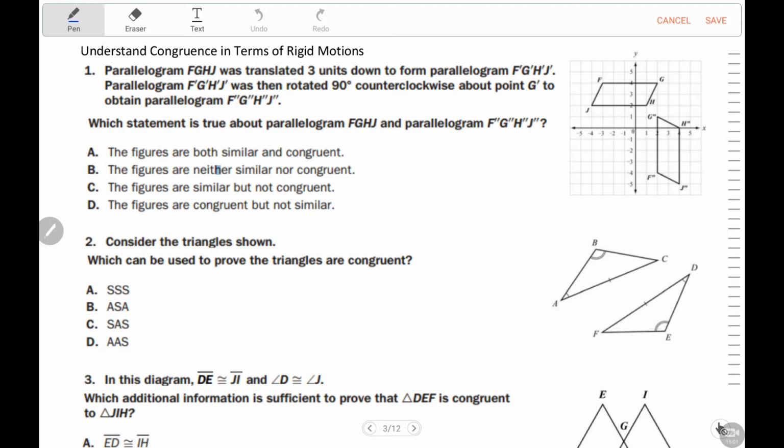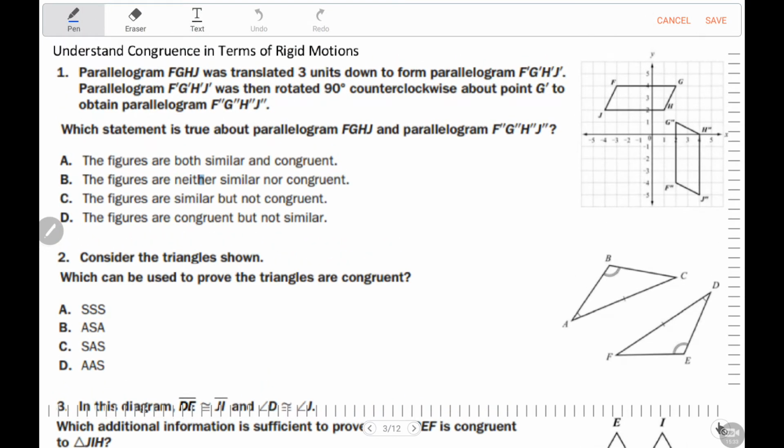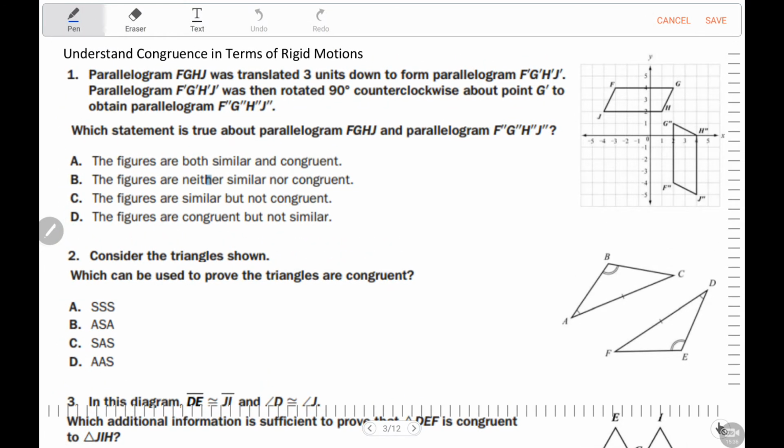All right. Parallelogram FGHJ was translated 3 units down to form parallelogram FGHJ prime. Parallelogram FGHJ prime was then rotated 90 degrees counterclockwise about point G to obtain parallelogram FGHJ double prime. So it went through 2 transformations. That's what the double prime means. Which statement is true? Let's see. It's a little fuzzy. I don't know why.